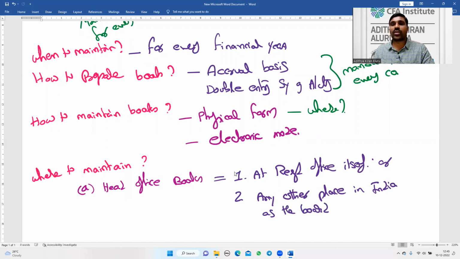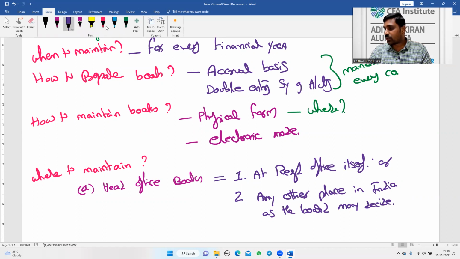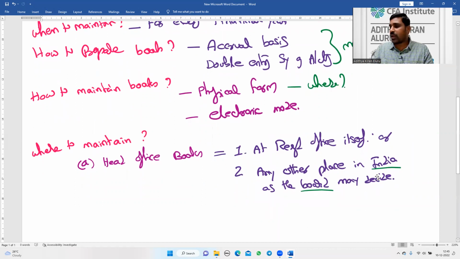No need to take the shareholders' approval. Since the shareholders are not allowed to verify the books of accounts, it is immaterial to them where we maintain the books of accounts. Therefore, any other place in India, as the board may decide. These two are the key points we need to remember.